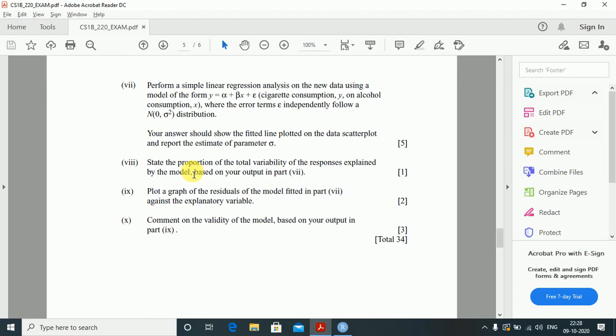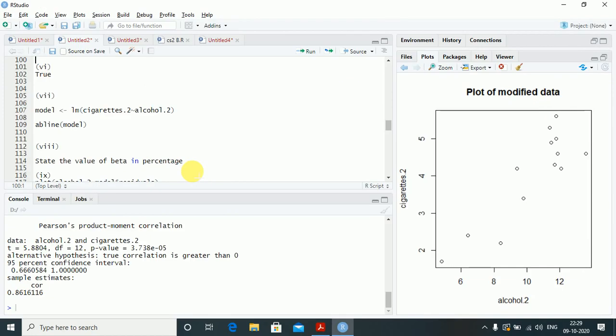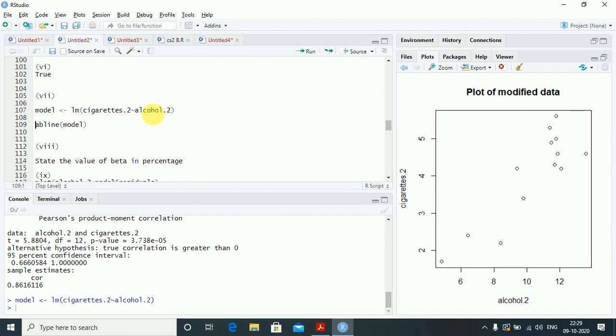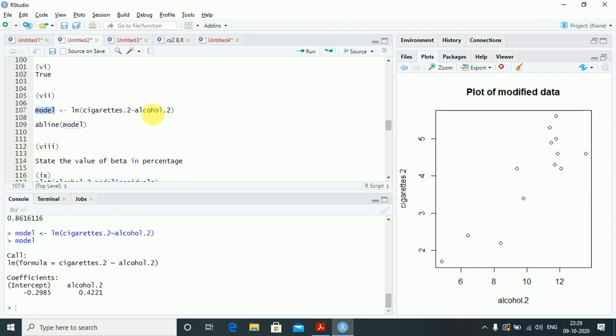Perform a simple linear regression analysis on the new data using a model of the form y = alpha + beta x, where the error terms follow a normal distribution with mean 0 and variance sigma squared. Your answer should show the fitted line plot on the data and report the estimated parameter sigma. So cigarettes.2 follows alcohol.2, so this is our model, and if you run the model you get the values of alpha and beta. So alpha is equal to minus 0.2985 and beta is this value. So the equation is y = -0.2985 + 0.4221x.